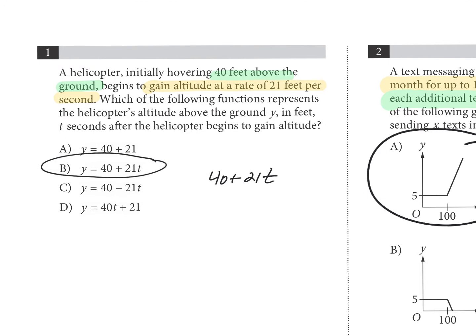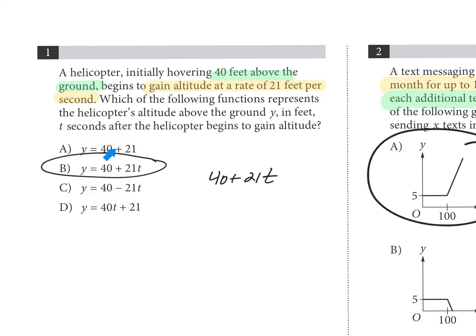So number one, a helicopter initially hovering 40 feet above the ground begins to gain altitude at a rate of 21 feet per second. Which of the following functions represent the helicopter's altitude above the ground, y in feet, t seconds after the helicopter begins to gain altitude? So this is a situation where you've got 40 feet of height already, and then you're adding 21 feet every second. So that would be B.